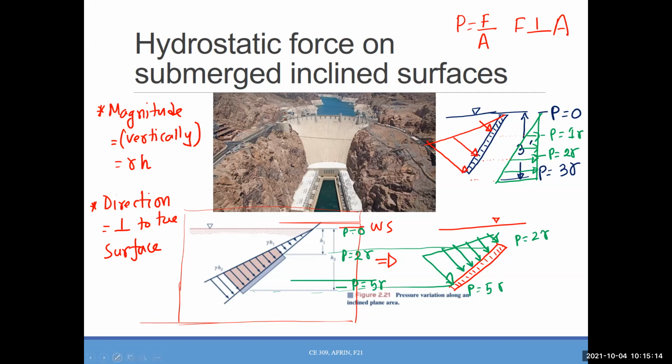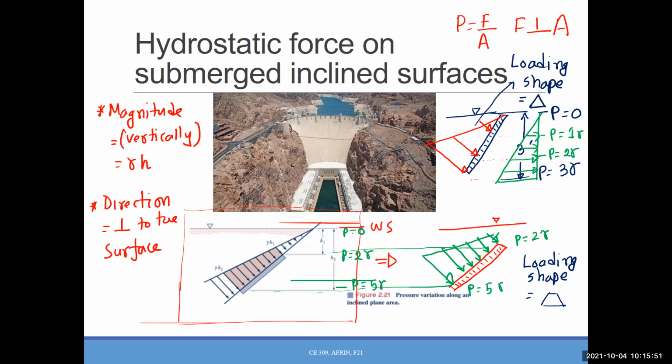Okay. So let's write down what will be the loading shape. Loading shape is trapezoidal. And what is the loading shape here? For this one, what is the loading shape? Triangular, yes. Okay.